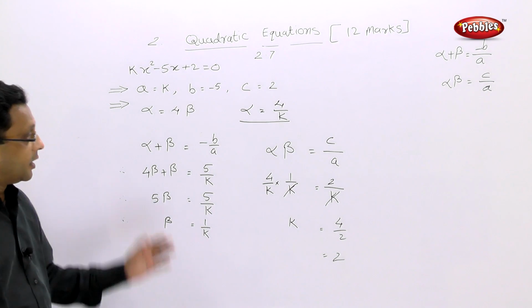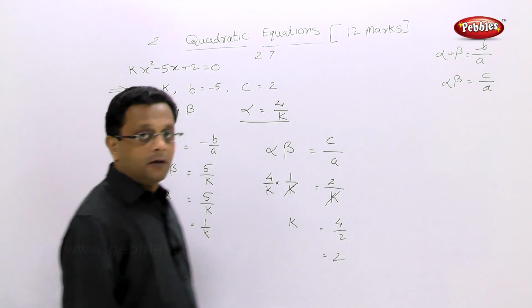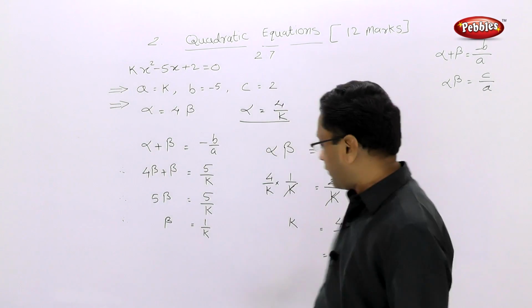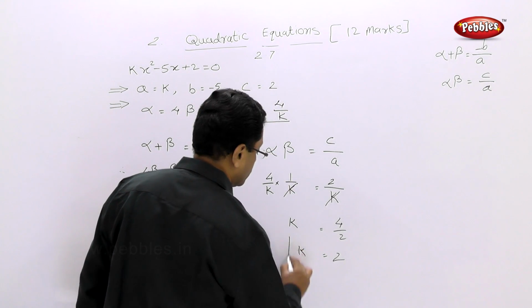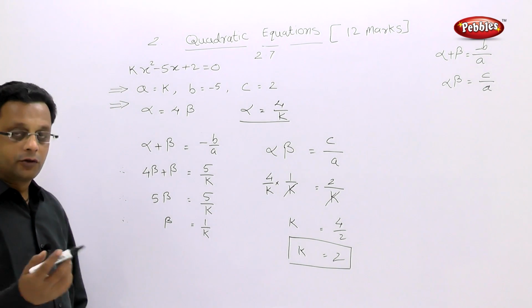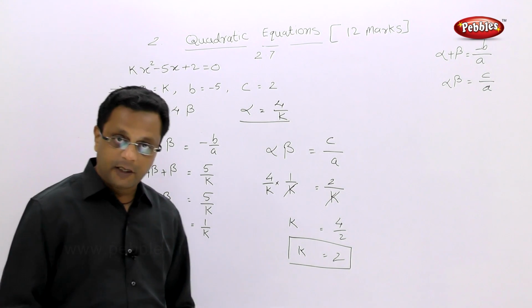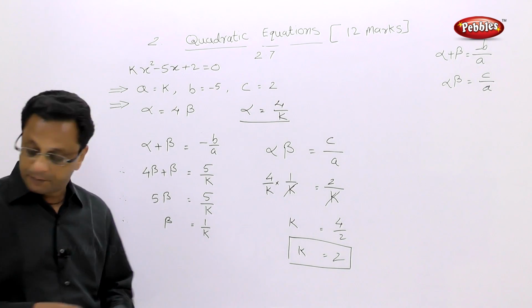Remember, at the end of the example you have to write the proper answer. K is equal to 2. Just mark it properly. So that is your example. Okay. Let us solve next example.